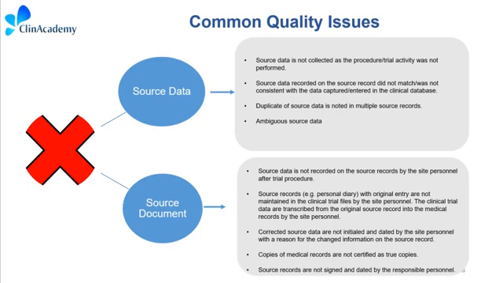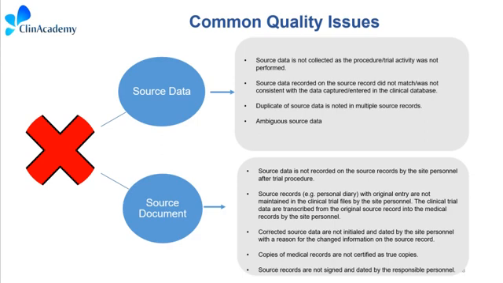Sometimes the source data recorded on the source record did not match or was not consistent with the data captured or entered in the clinical database. For example, if a blood pressure reading of 120/80 is written on the source record, but in the eCRF it is written as 110/20, you will find that the source data between the source record and the eCRF do not match.